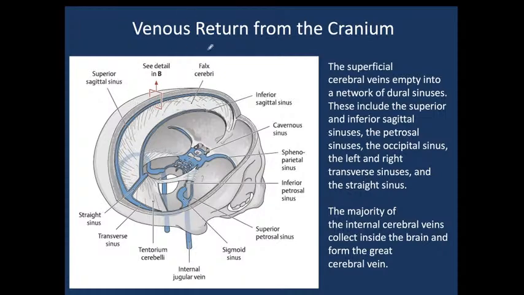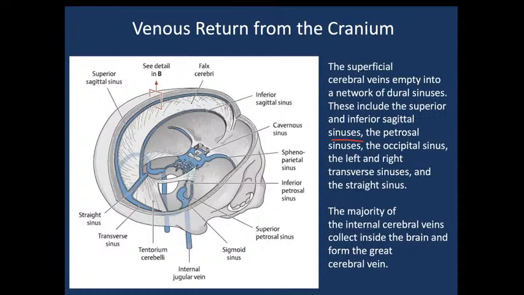I told you that the brain has special devices. We call them sinuses, and they are located in the dura mater. Here is the dura mater. It has some special structure, special plates, and we call them falx cerebri and tentorium cerebelli.